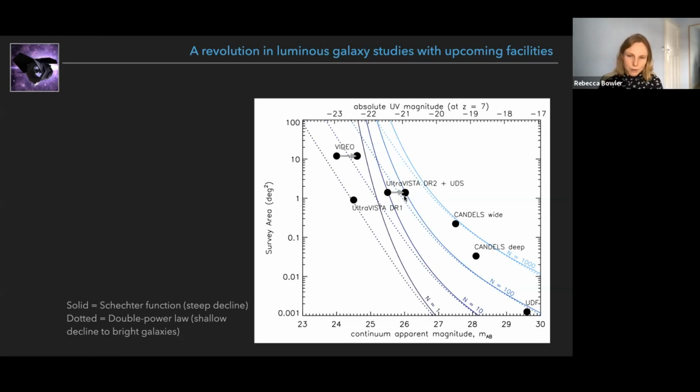But the dots here are the surveys we have so far. So basically, the better the survey, the more it is to the top right. Ideally, we'd want infinite depth over the whole sky, but that's never going to happen, unfortunately. So this is the compromise. Okay, so what can we do better now?